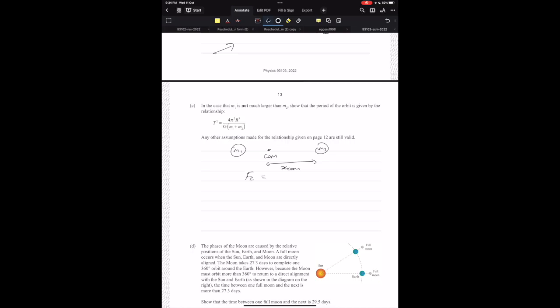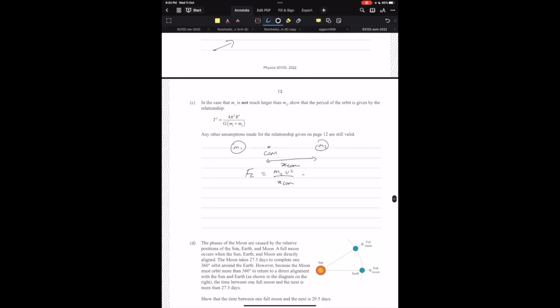So if we have centripetal force, it'd be mv squared. Actually, it'd be M2 v squared. The centripetal force acting on M2 would be M2 v squared divided by x_com. Now it's using this radius because this M2 would be orbiting around specifically the center of mass. And so that is the centripetal force acting towards the center of mass. And so the radius is the distance between M2 and the center of mass.